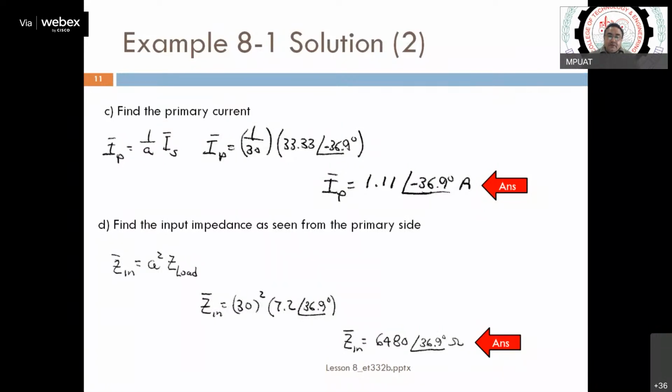Clear? Now the next question: find the input impedance as seen from the primary side. I have already told you that as viewed from the primary side, Z load is equal to Z input upon A square. So Z input will be equal to A square into Z load. Z load is already given, 7.2 angle 36.9, and A square we have already calculated. So Z input as viewed from the primary side comes out to be 6480 angle 36.9 degree ohm for an ideal transformer. This is clear.